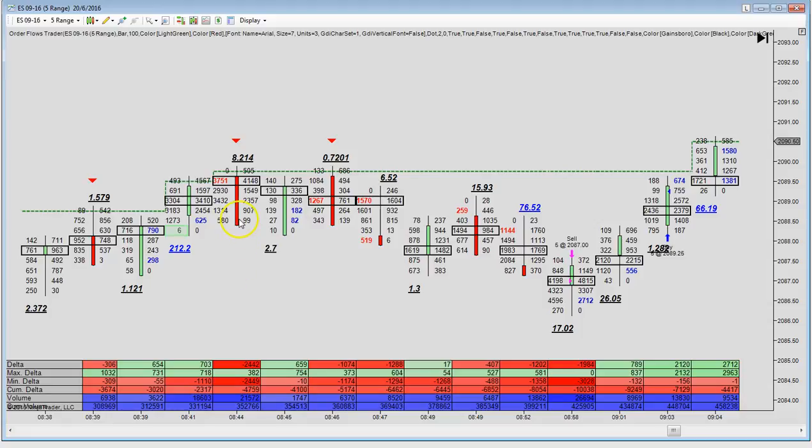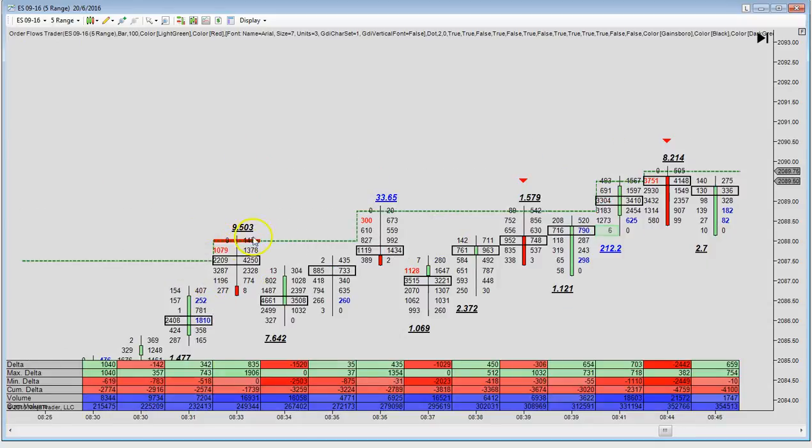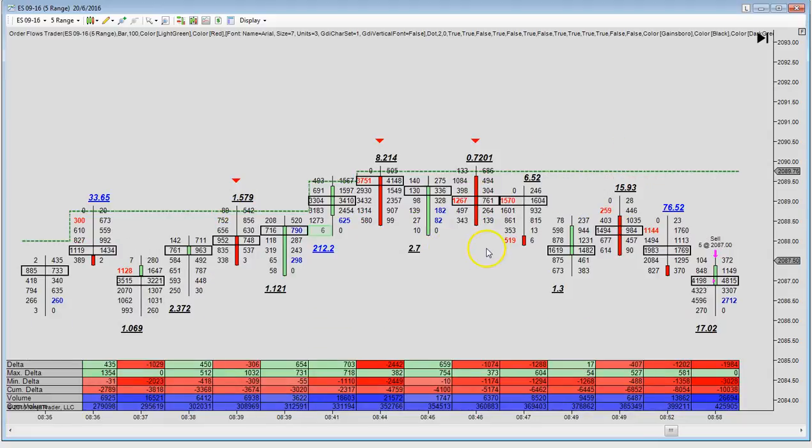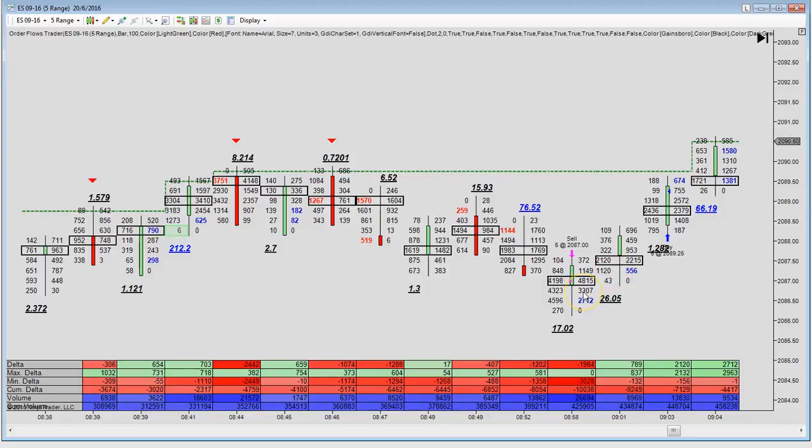And we came up into our high. This is an E-mini 5 range chart. We hit our high. Cash opened at 8:30. We started rallying, coming to the high. I took a short here at 2087, and looking back, I'm not sure I really should have taken this one, but I was getting short on the back of all these nice selling imbalances: 3,700, 1,200, 1,500, 1,100.